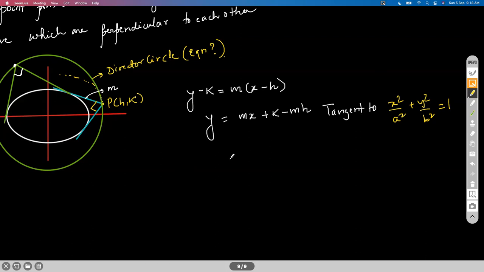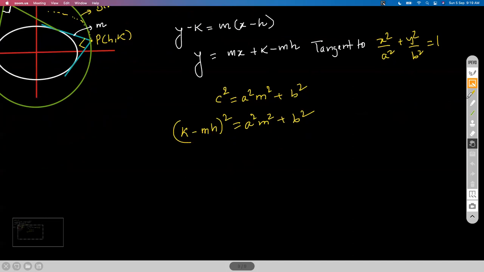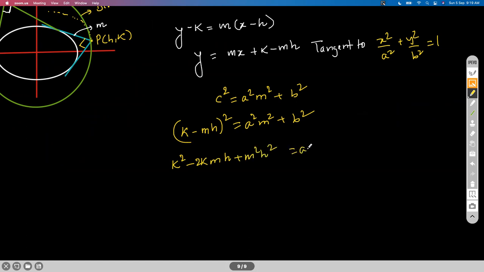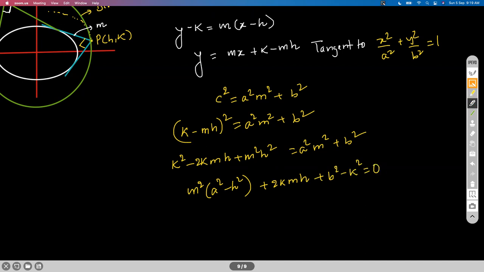Anyways, if this is a tangent, then the condition of tangency must be fulfilled. So what is the C here? This is the C, right? A square M square plus B square, that is not going to change. Now, this is a quadratic in M. So if you write this as a quadratic in M, you will have K square minus 2KMH plus M square H square equal to A square M square plus B square. So this will be M square times A square minus H square, plus 2KMH plus B square minus K square equal to zero, right?